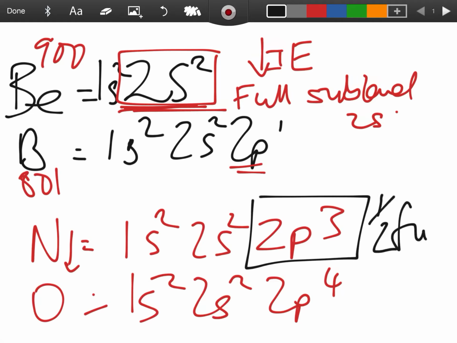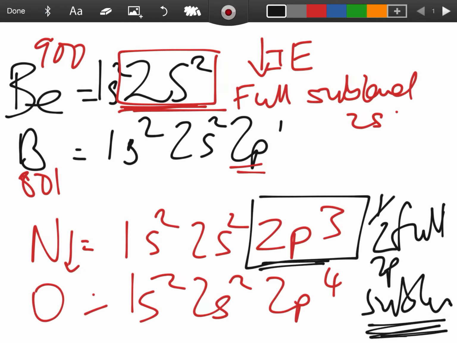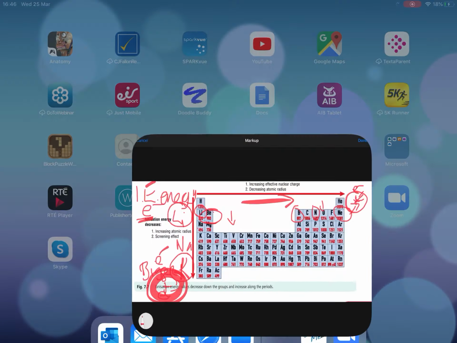Well, you're going to say that this is a half full 2p sub-level. Be careful with your language now. This is a sub-level, 2p sub-level, and that makes the atom more stable. Therefore, it's more difficult to remove the electron from that.